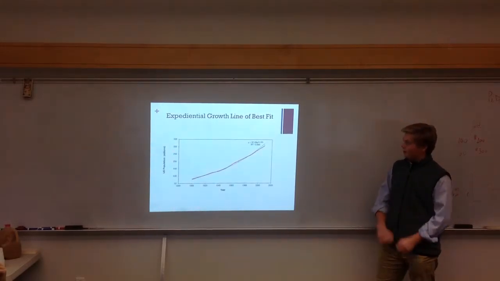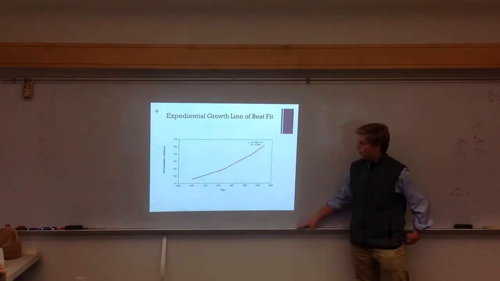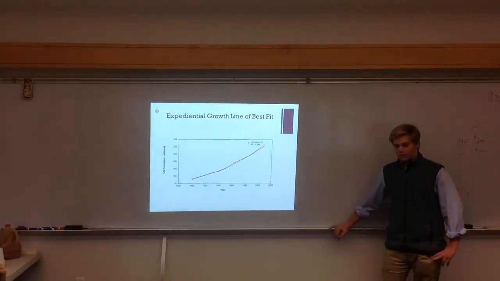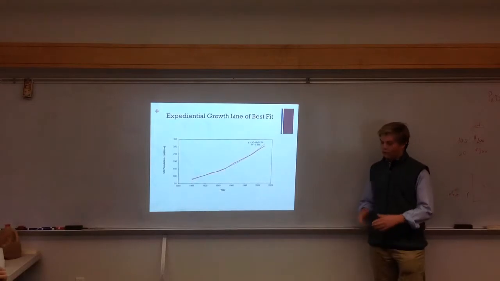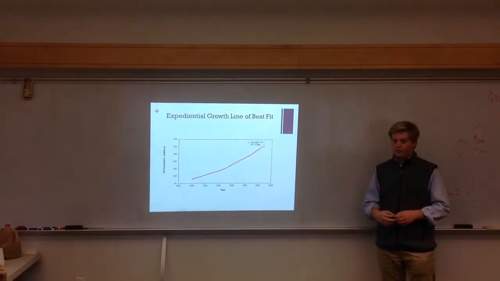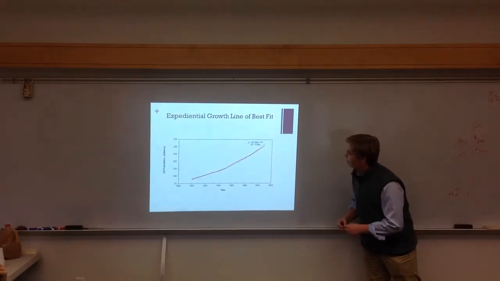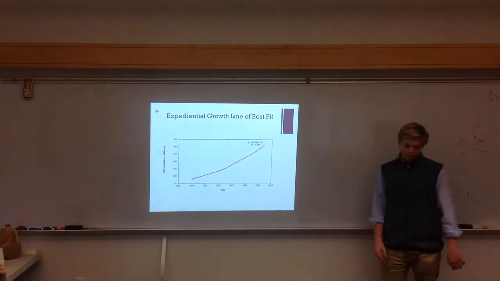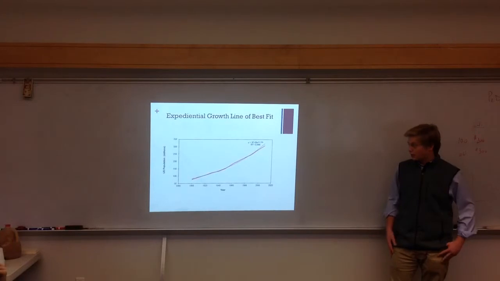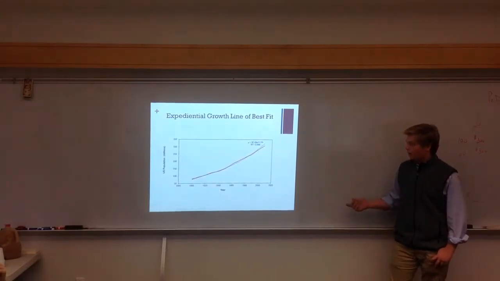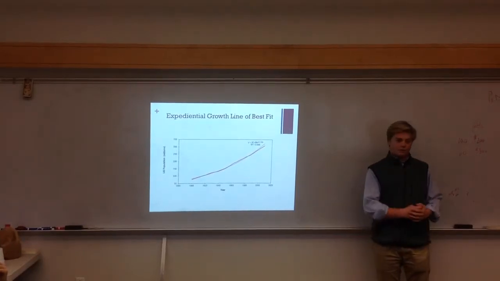Okay, so here I put an exponential line of best fit, which is basically instead of going up by a number each year, I went up by percent growth, which is 1.26. So it goes up by 1.26 every year, and the R2 on that is 0.99.